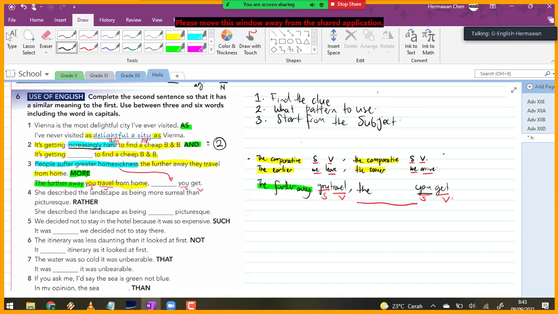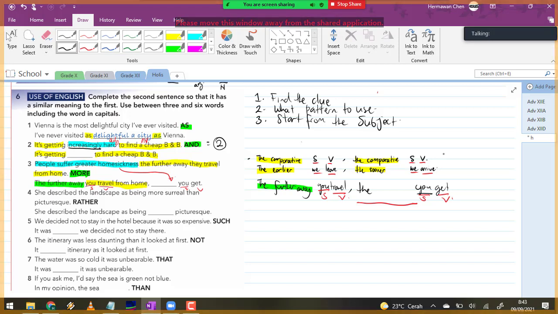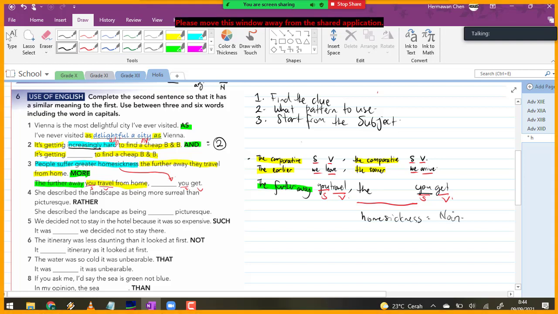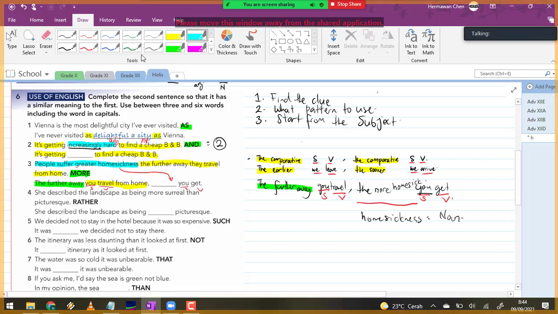Look at the meaning. Semakin jauh kamu pergi, semakin... homesickness means kangen rumah. Semakin kangen rumah. Semakin jauh kamu pergi, semakin kamu kangen rumah. That's what you have to put in the blank. Homesickness. But homesickness is a noun. You have to put it into adjective, but put it into comparative degree. It becomes the more homesick. Okay, that's the answer. The more homesick.